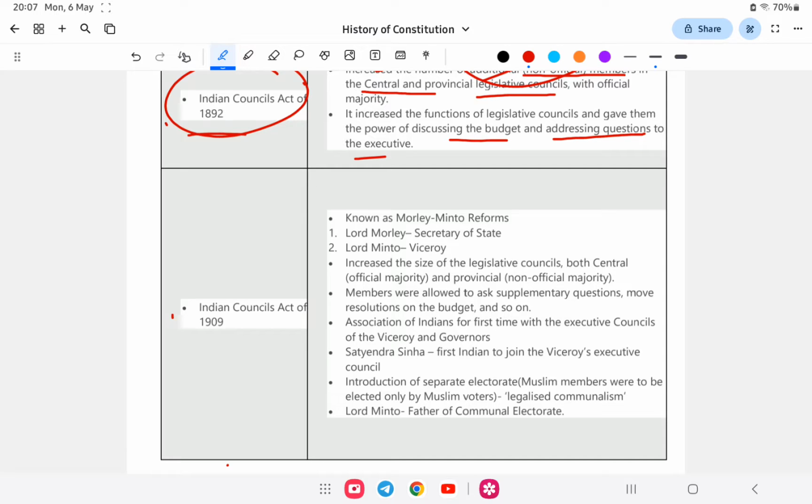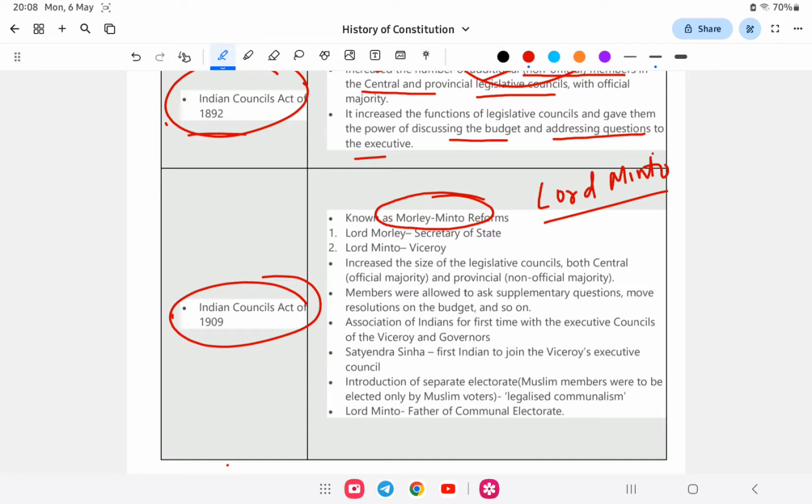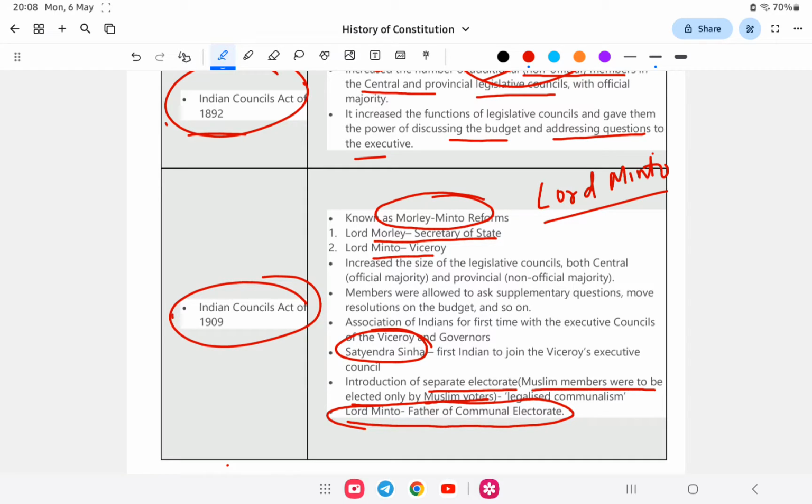This was in 1909. Morley was the Secretary of State and Lord Minto was the Viceroy. They introduced separate electorates, that is, Muslim members were to be elected only by Muslim voters. Lord Minto is called the father of communal electorate. Also, for the first time an Indian was included in the Viceroy's Executive Council, that is Satyendra Sinha, in 1909.